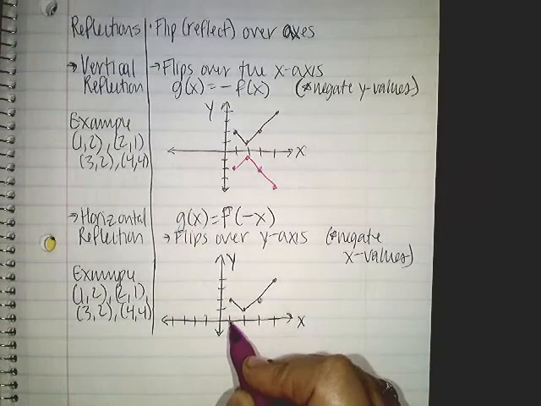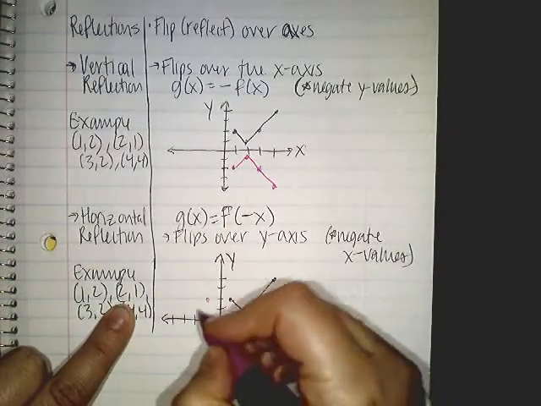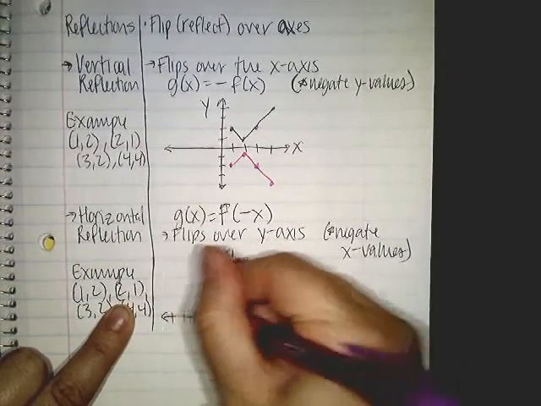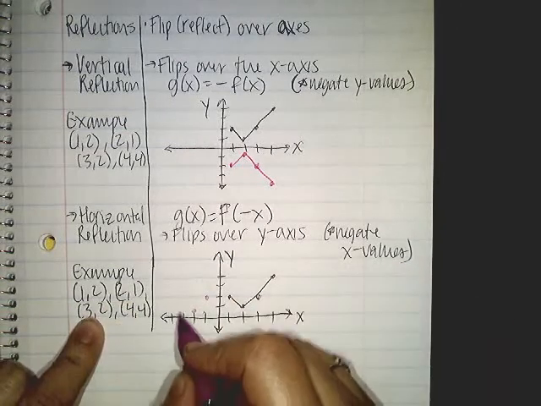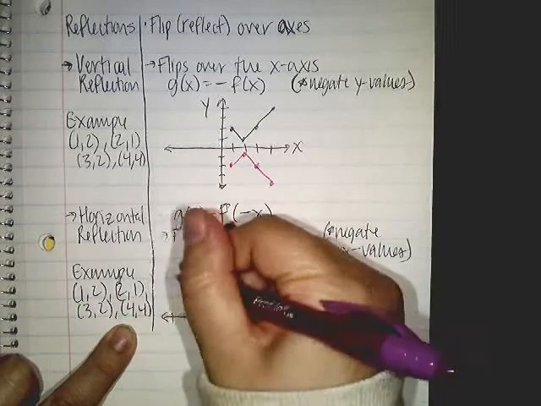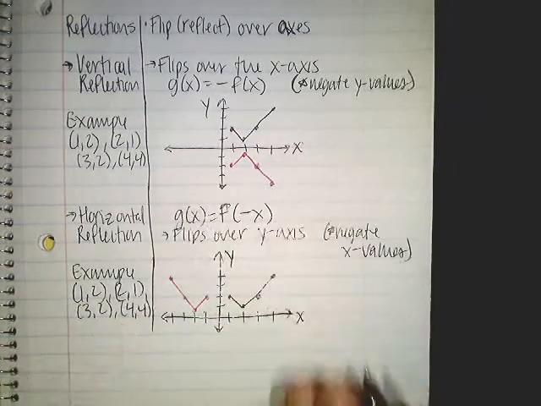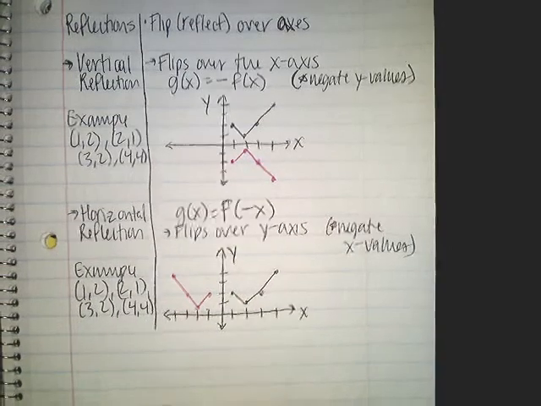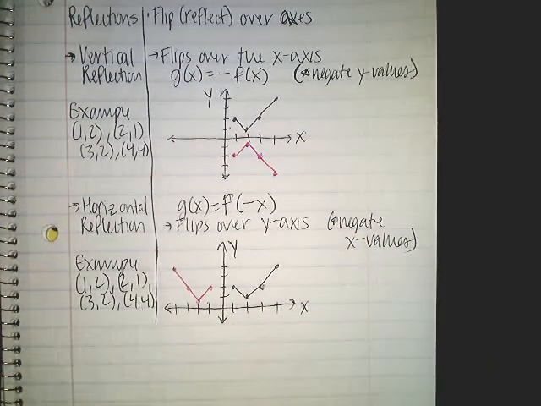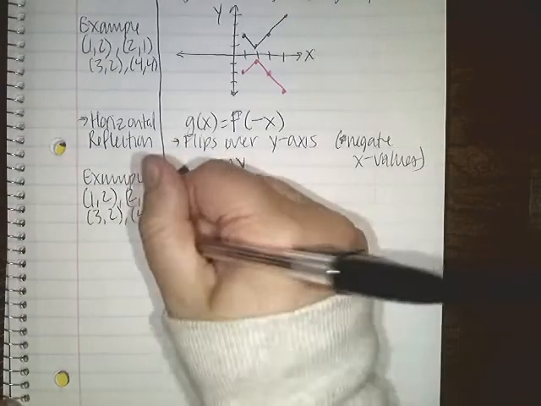So instead of (1, 2), I'm doing (negative 1, 2). Instead of (2, 1), I'm doing (negative 2, 1). Instead of (3, 2), I'm doing (negative 3, 2). Instead of (4, 4), I'm doing (negative 4, 4). So when I sketch my new function, it's just the same function reflected over the y-axis or on the other side. So that's our horizontal reflection.